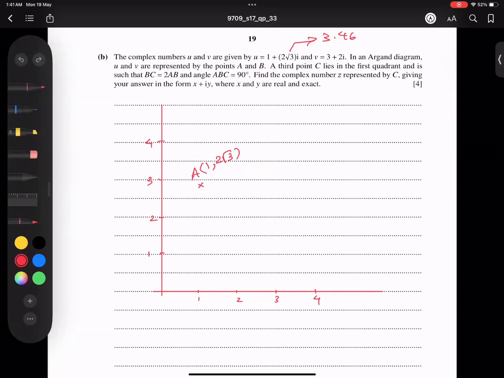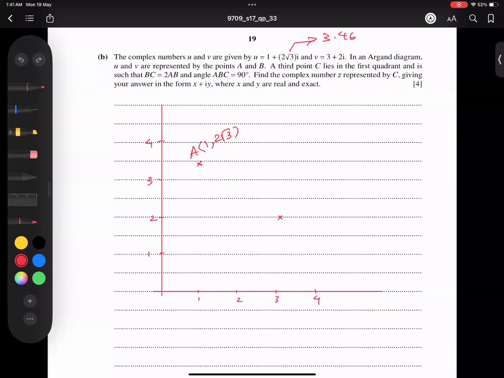B is this one, 3, 2. So 3, 2: 1, 2, 3, and 2 upwards. So I get the point here. I think this part is very clear. Sorry for that, this is not here. It is above 3 point something, 3.46. So there's 3.46 somewhere here.